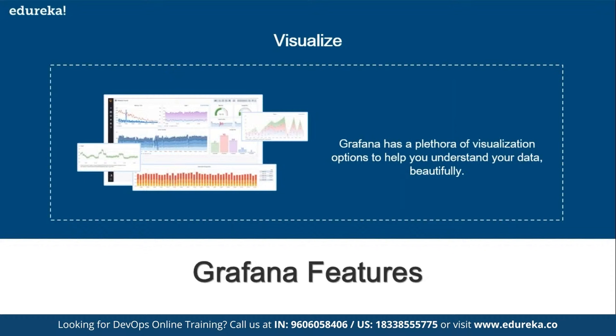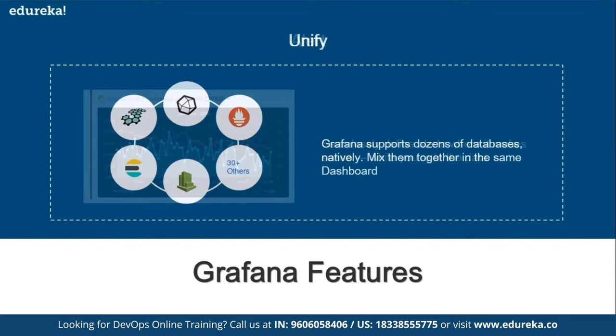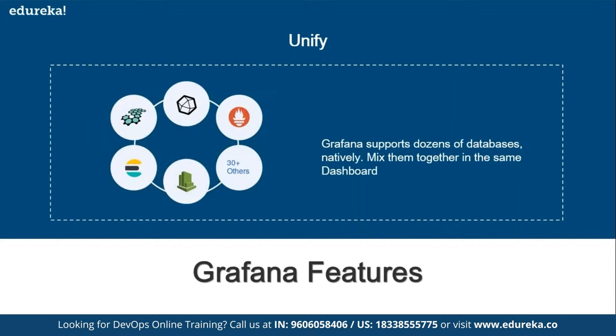And of course, the second feature is alerts, right? So seamlessly define alerts where it makes sense. While you're in the data, define thresholds visually and get notified via Slack, PagerDuty, and much more. You can also unify data in Grafana, which brings your data together to get better context. Mix them together in the same dashboard.